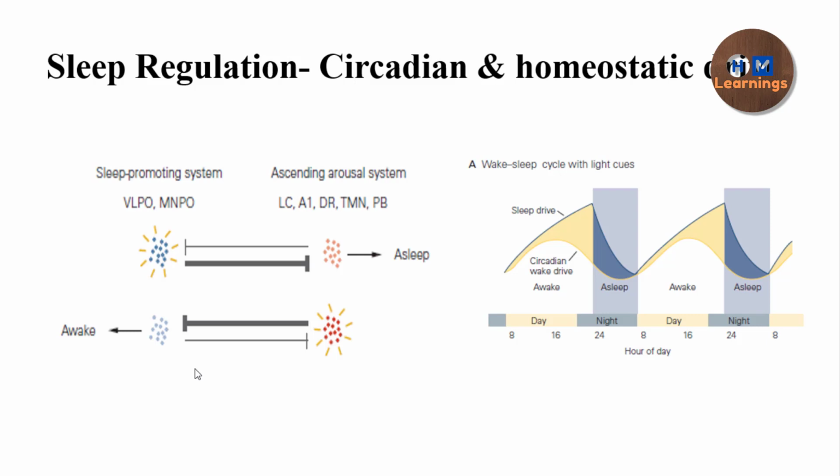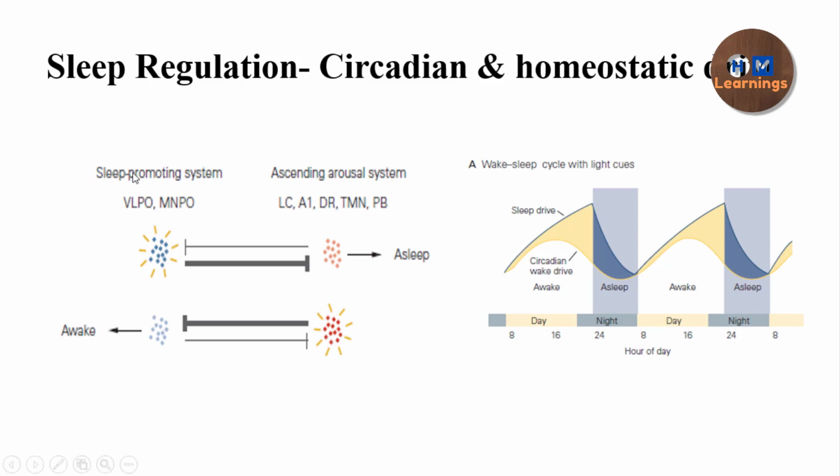In this video, we are going to discuss who decides where the neural switch will be on, and where it will remain off. These factors basically decide whether the person goes into sleep or remains awake. These factors are the circadian drive and the homeostatic drive, which we are going to discuss in this video.